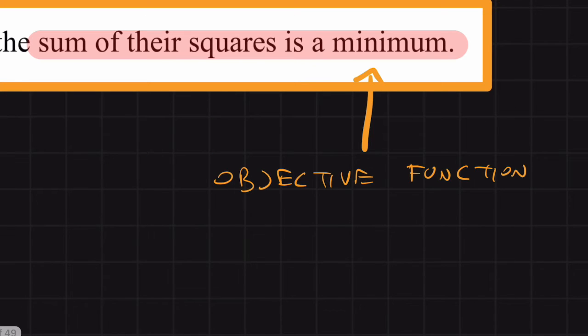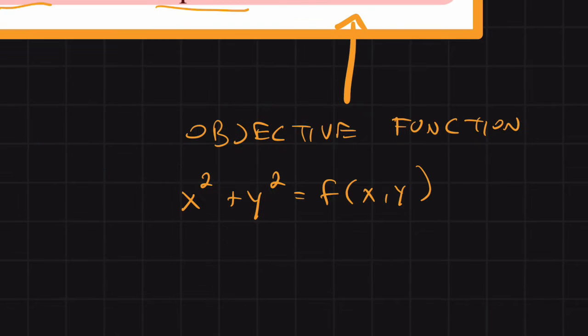And then our objective function, the sum of their squares is a minimum. So the word sum means to add, and squares means you're squaring each. So you would have x squared plus y squared. So the function I'm trying to optimize has two variables in it. That means right now it is a multivariate problem. So we can write it as a function of x and y.